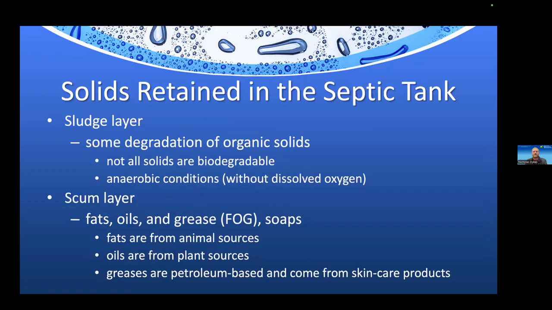So the solids are retained in the septic tank and kept there. The sludge layer at the bottom, we see some degradation of organic solids. It's important to also remember that not all solids are biodegradable. In this sludge layer, we have anaerobic conditions, so there's no dissolved oxygen in that at all. In our scum layer on top, it's comprised of those fats, oils, and greases I talked about. Lots of soaps. Most of the fats come from animal sources, the oils from plant sources, and then greases are petroleum based and come from skincare products. Makeup, a lot of the lotions we have, those things.